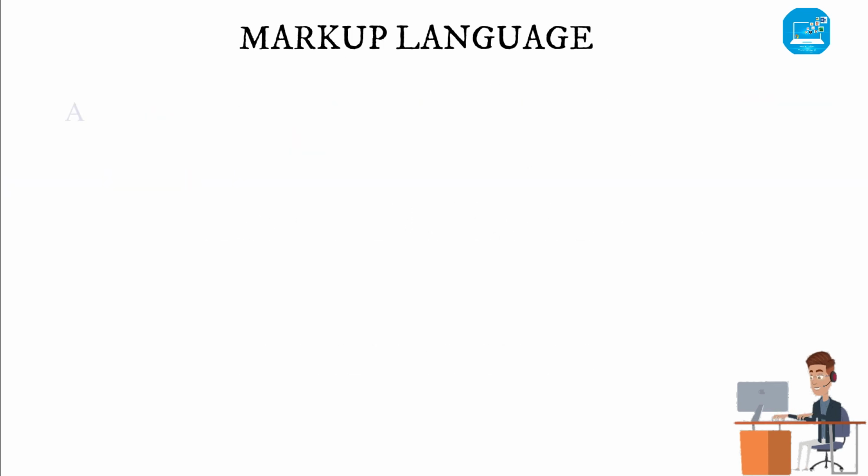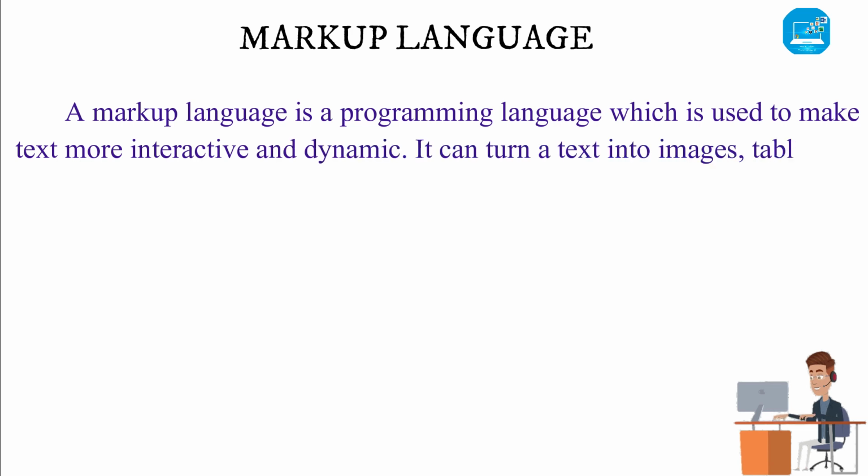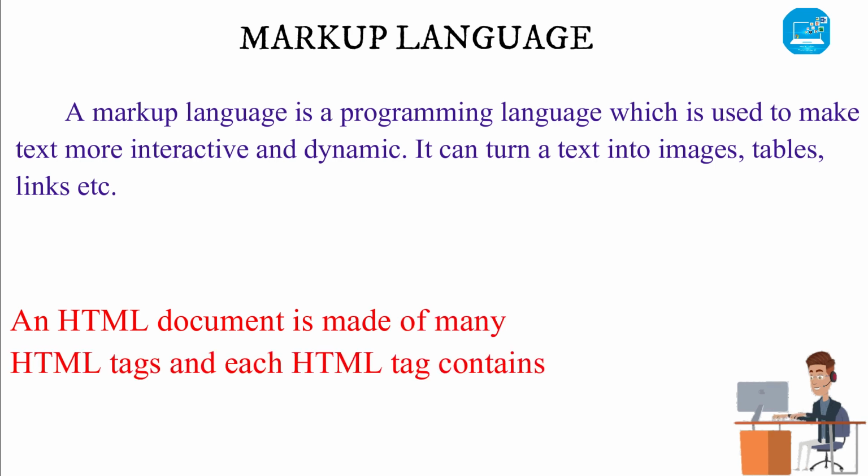What is markup language? A markup language is a programming language which is used to make text more interactive and dynamic. It can turn a text into images, tables, links, etc. An HTML document is made of many HTML tags, and each HTML tag contains different content.